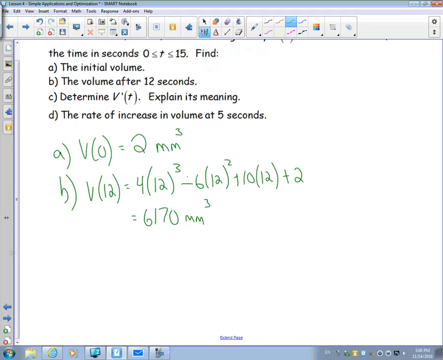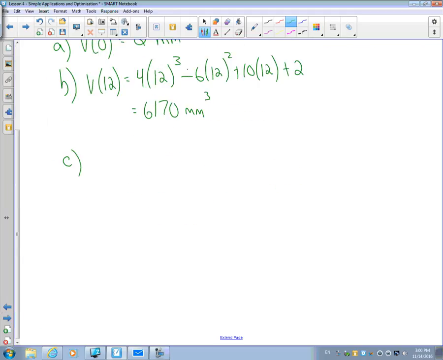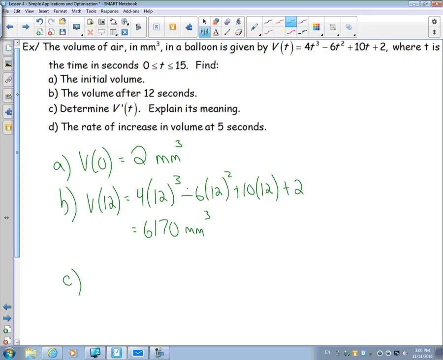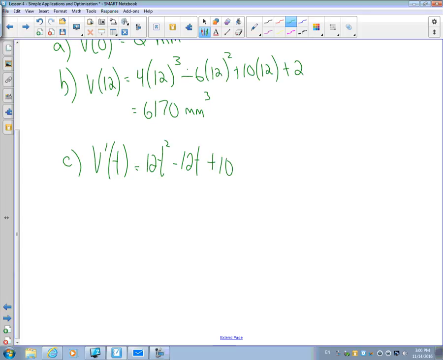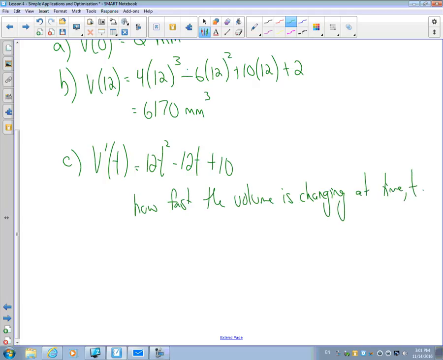And part C is to find v prime of t and explain its meaning. So that's kind of useful to us. v prime of t, our derivative, will be 12t squared, using your power rule, minus 12t, again power rule, plus 10, and the constant part will disappear, and there's our function. What does it represent? This represents how fast the volume is changing at time t. So how fast is that balloon getting bigger or smaller, as the case may be?